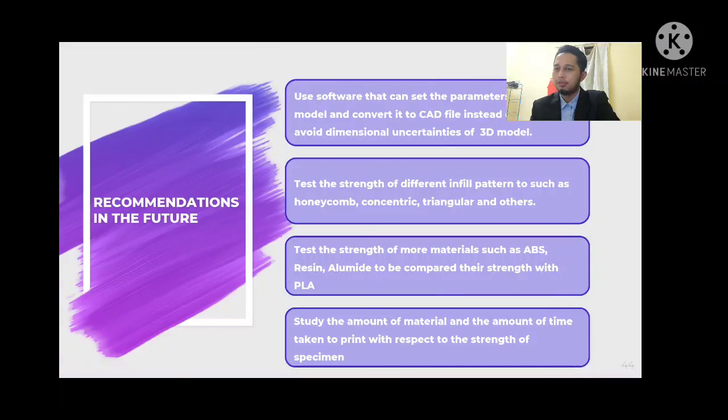For recommendations in the future, use software that can set the parameters of the 3D model and convert it to a CAD file instead of G-code to avoid dimensional uncertainties of the 3D model. Test the strength of different infill patterns such as honeycomb, concentric, triangular, and others. Test the strength of more materials such as ABS, resin, and aluminum to compare their strength with PLA. And lastly, study the amount of material and the amount of time taken to print relative to the strength of the specimen.